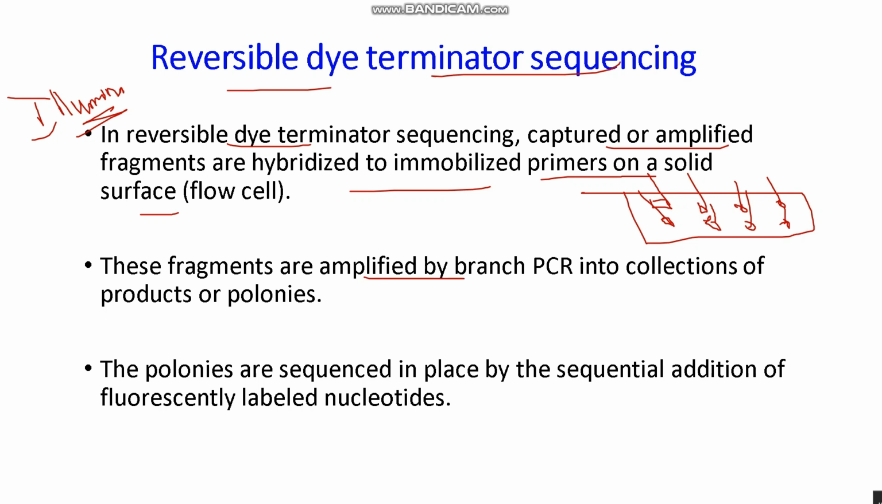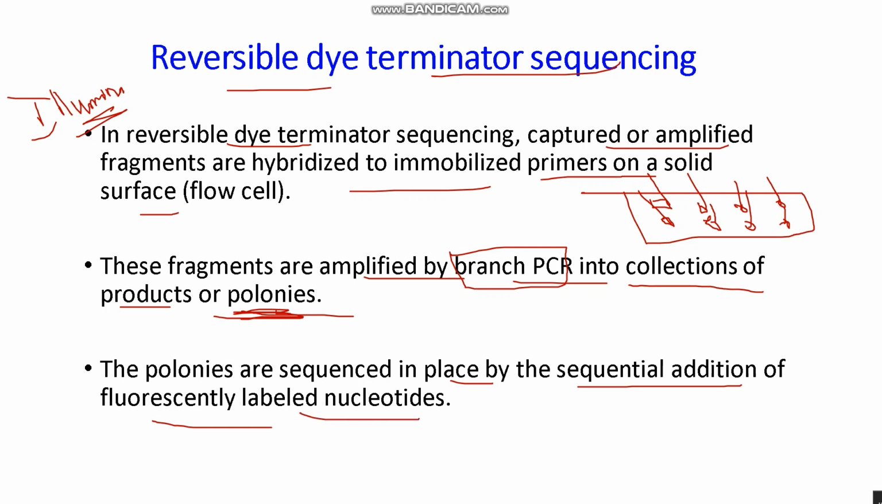The fragments are amplified by branch PCR into a collection of products or colonies. Okay, the branch PCR is used and it creates colonies that are actually called polonies. The polonies are sequenced in place by sequential addition of fluorescence-labeled nucleotides.